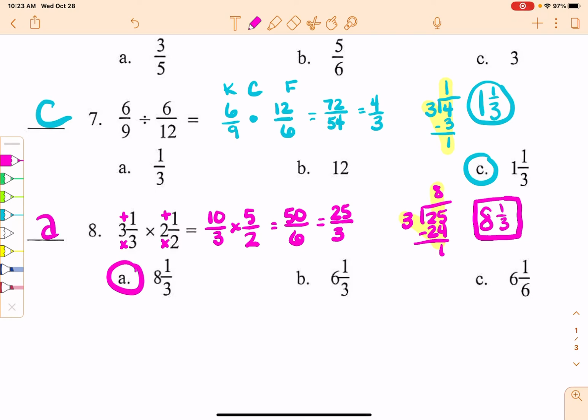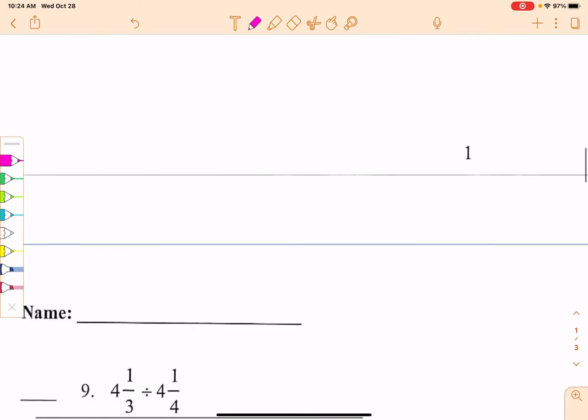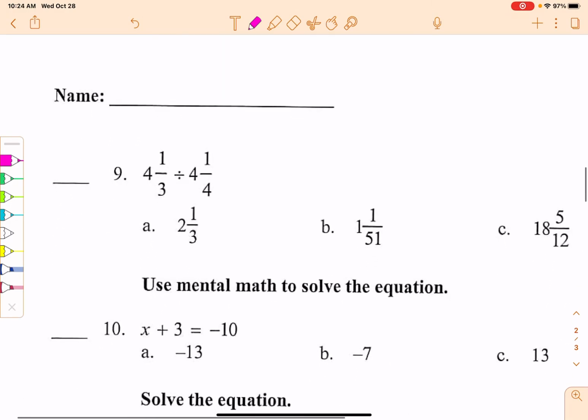Now, I'm going to flip over to the next part. We have one more divide that we're going to look at, and then we're going to make our change to solving equations and combining like terms. So the first half of the test is fractions, add, subtract, multiply, divide, and the last half is equations and combining like terms. So here's our next one.